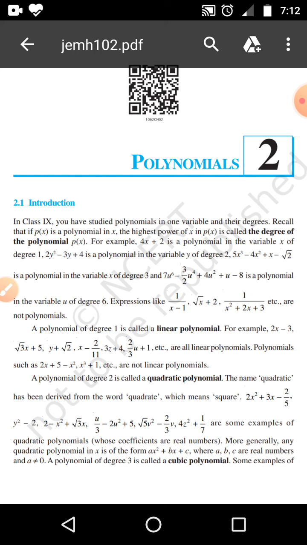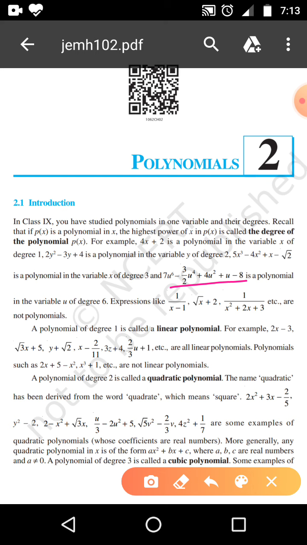For example, see 7u^6 + 3/2 u^4 + 4u^2 + u - 8. u is the variable involved in that polynomial. So the degree of this polynomial is 6. Why? Because the maximum index is 6.